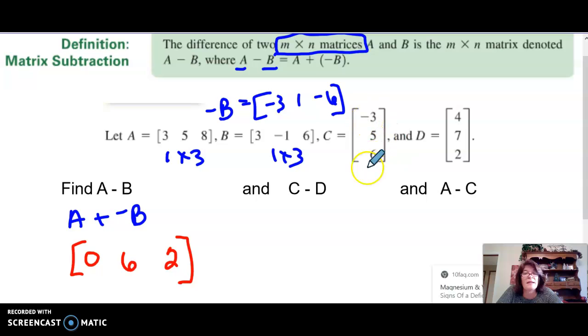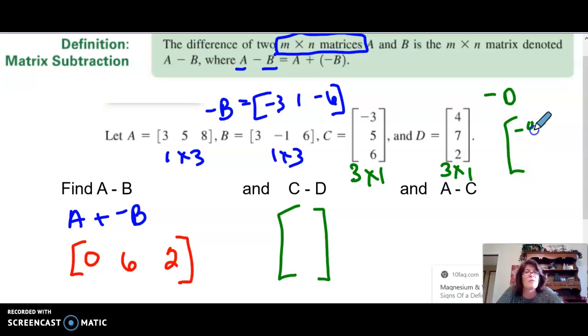C minus D, this is a 3 by 1, and this is a 3 by 1, so I'm good. My answer will be a 3 by 1, but I'm going to find the opposite of D first so that I don't make any arithmetic errors. Take a second, find the opposite of D, and now I'm going to take C plus the opposite of D, just like we do when we add and subtract integers. So I have -3 plus -4, that's -7. 5 plus -7, that's -2. 6 plus -2 is 4.